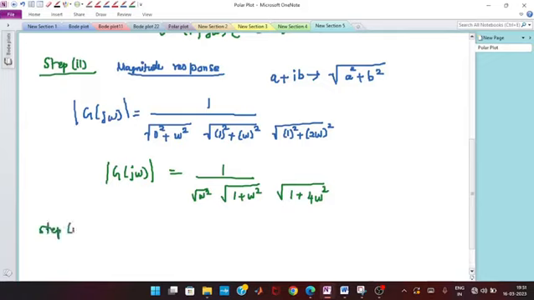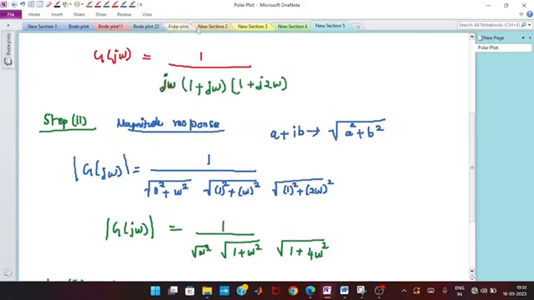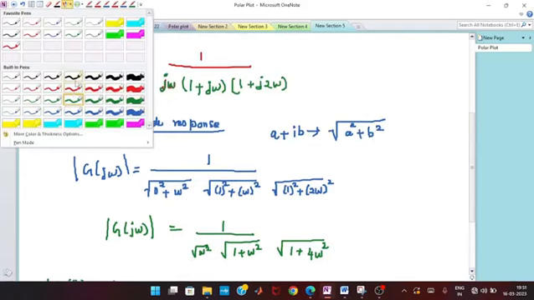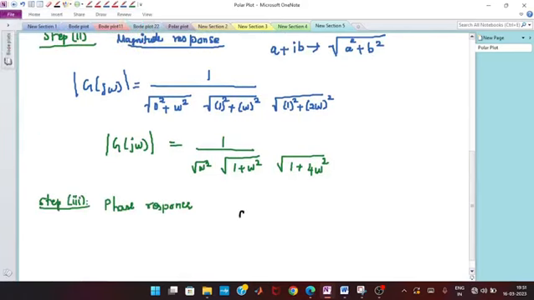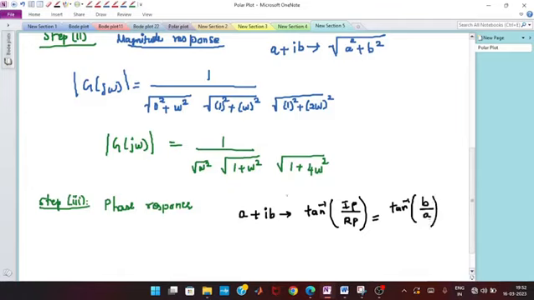Now we have to find out the phase response, that is step number 3. For finding the phase response, you have to consider the G(j omega) equation. Before that, you must be aware of how to find the angle, or phase, of a complex number a + ib. That is tan inverse of the imaginary part divided by the real part. Here the imaginary part is b and the real part is a. So tan inverse of b by a is the formula for finding the phase of any complex number.